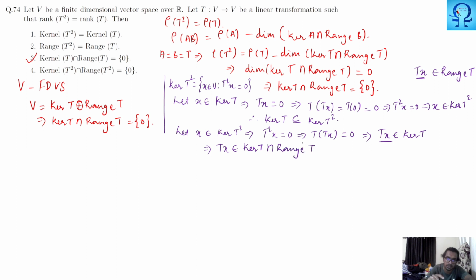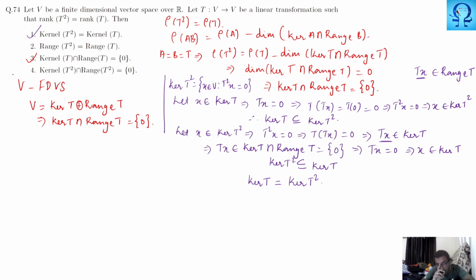Since we proved option 3 is right, this intersection is the set {0}. Therefore Tx has to be equal to 0. If Tx is 0, this means x is a member of kernel of T. Therefore, kernel of T square is contained in kernel of T. Combining these two things, we get kernel of T is the same as kernel of T square. So that is option 1, right? And the next one, we'll go to option 2. There we'll have to prove range of T square and range of T are equal.